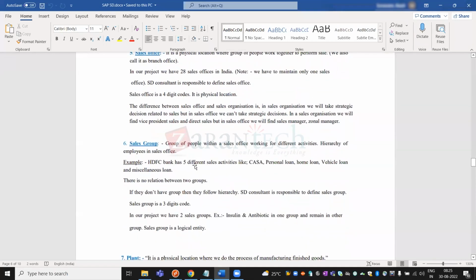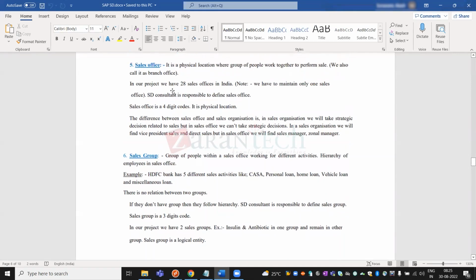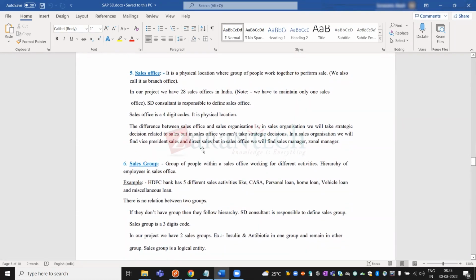Then sales group. It is a group of people who work in the sales office to perform their daily sales activities. Like suppose you have bicycles in your shop, so you need to sell your product on a daily basis. Some people will take care of that selling and buying activity. Those people come under the sales group. People who are working in the sales office. Yes, the hierarchy of employees in the sales office. Exactly. HDFC Bank has different sales activities like personal loan, home loan, vehicle loan, and there is no relation between the groups. Those people work in personal loan, home loan, vehicle loan, and basically these people work in the sales office and perform their daily sales activity.